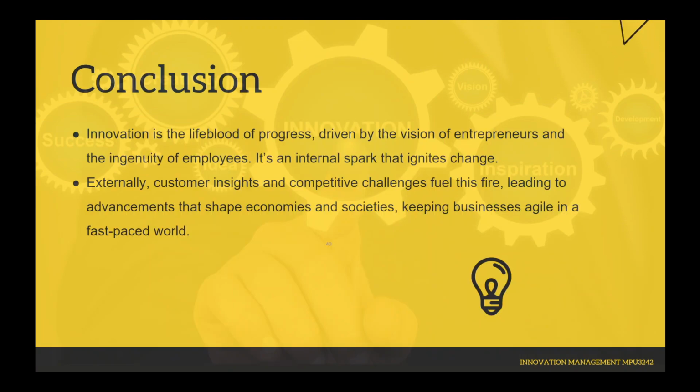So as a conclusion, actually innovation is the lifeline of progress. It's driven by the vision of entrepreneurship and also the ingenuity of the employees. So it becomes the employer and employees, all an internal spark in exchange. But you see that in the external way, customer insight and competitive challenge fuel the fire, leading to advancements that shape economies and societies.